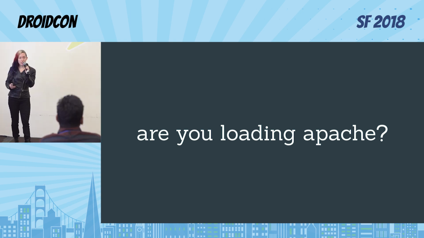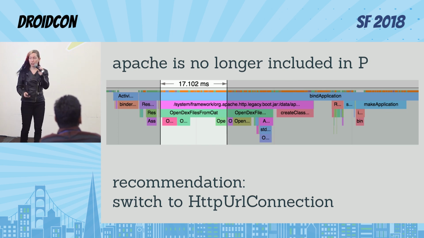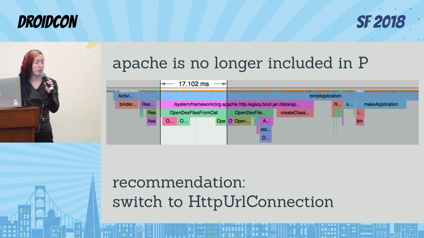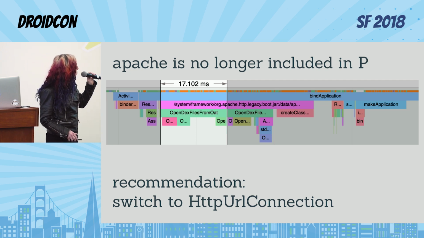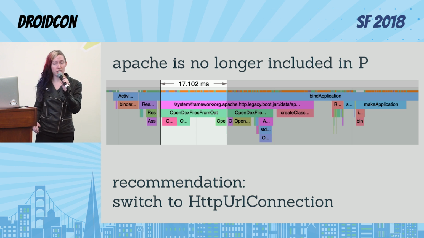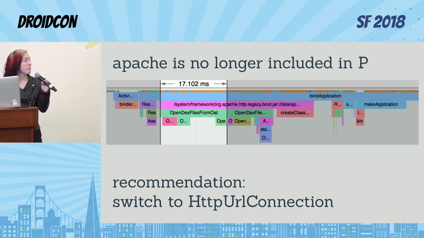And this is one that's super common recently, so I wanted to call it out specifically. Apache is no longer included in Android P. So inside bind application, where you can see your APK index files being opened, you might also see Apache being loaded as well. You can see that in the trace, it's taking 17 milliseconds.